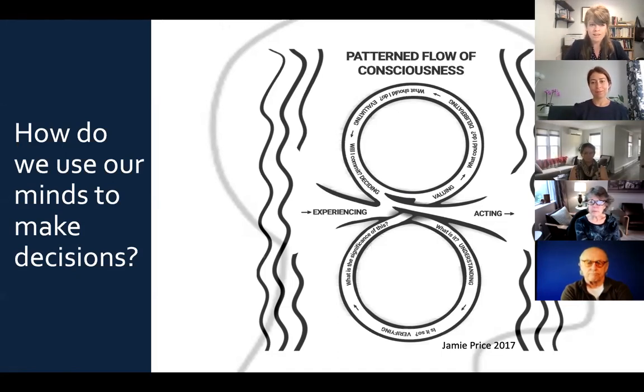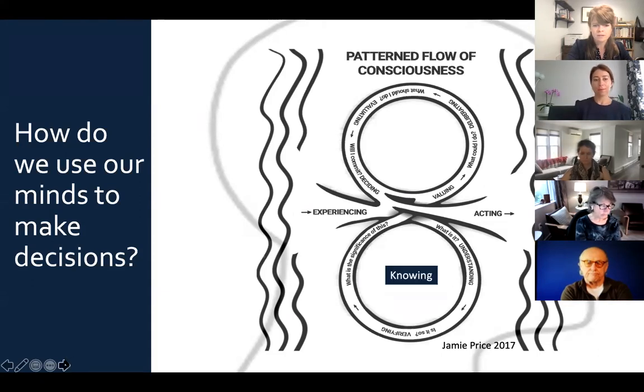So let's start. The 7 operations are experiencing, understanding, and verifying, and that constitutes this lower loop of knowing, okay? And then there's valuing, deliberating, evaluating, and deciding. And all of that culminates into acting, into actions that are in the world, okay?